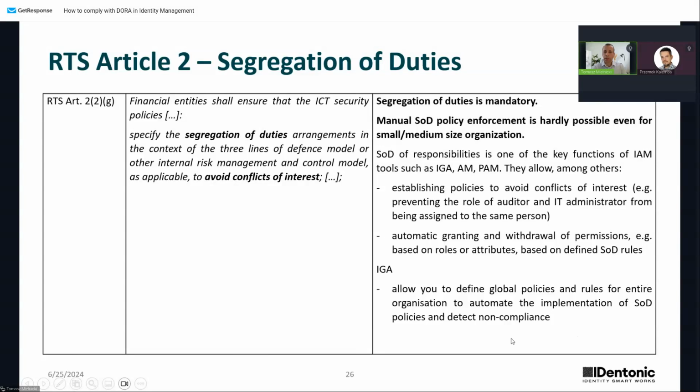So here, for segregation of duties, we can use a set of tools: IAM tools, PAM tools, especially for critical resources, but also IGA tools for bigger organizations, where you can implement segregation of duties policies and supervise them, monitor, govern, not only implement, but really follow whether they are followed.